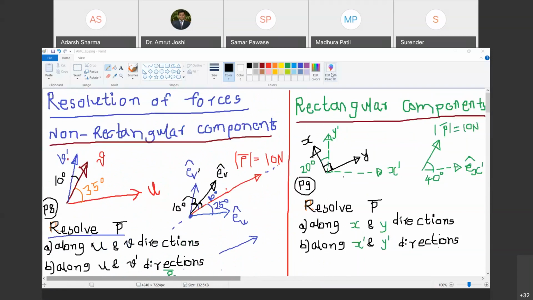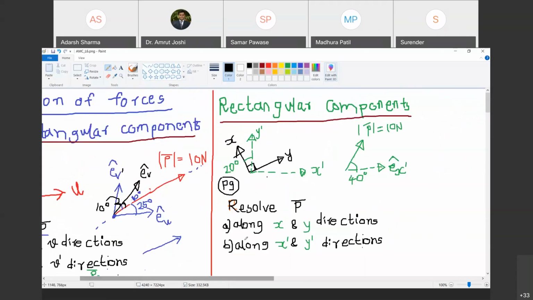Now today we are going to discuss rectangular components of a force. So what do we mean by rectangular components? Whenever we seek the answer to the question where we need to resolve the force along two mutually orthogonal directions, the resulting components are called rectangular components. Now look at this force P bar, 10 newton is its magnitude, and mind you, intentionally I have shown the directions x and y not being horizontal or vertical. Are you with me?